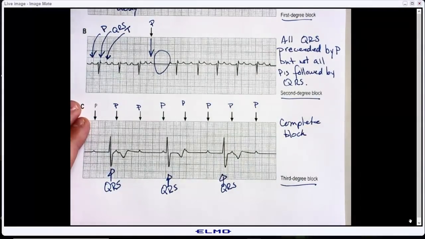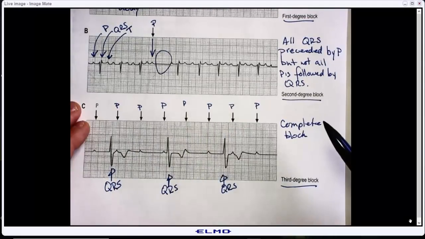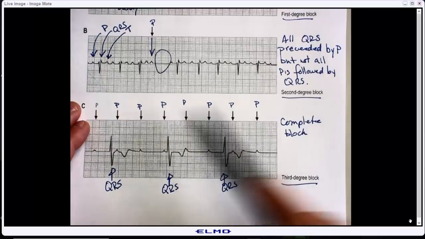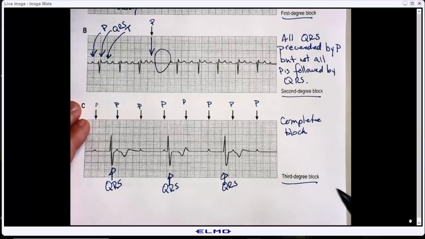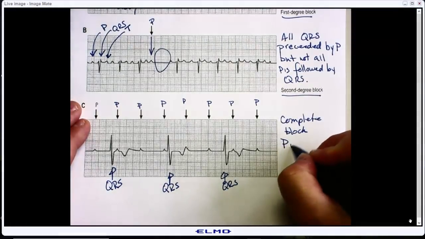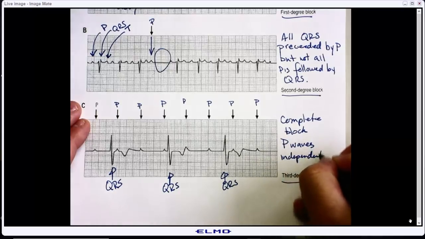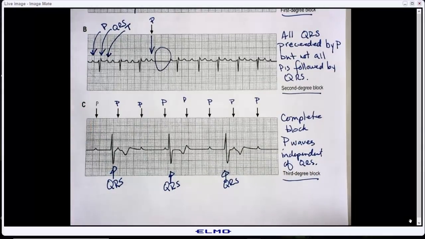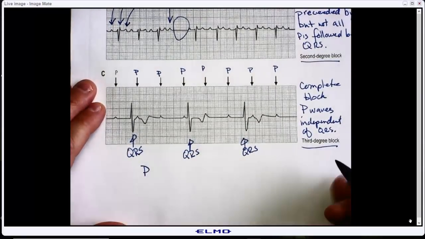So the SA node is firing, and we can stimulate the atria, and they're firing. But then all on their own, in some sort of random order unassociated with the P's, we're getting ventricular contraction and QRSs. Okay? So P waves are independent of QRS.